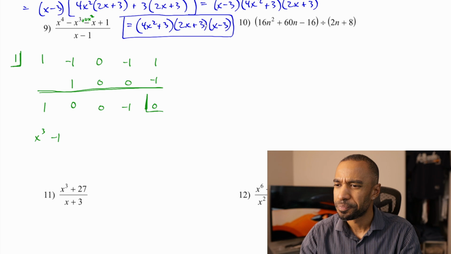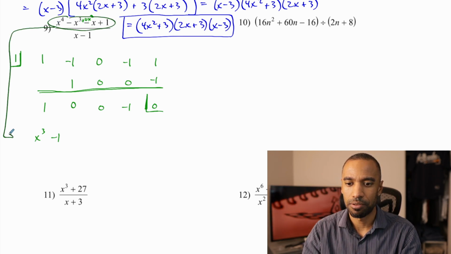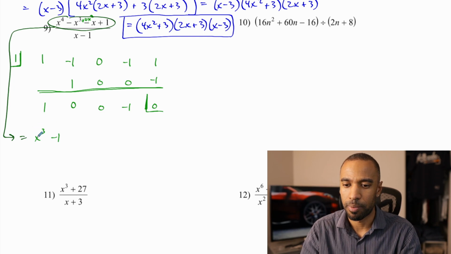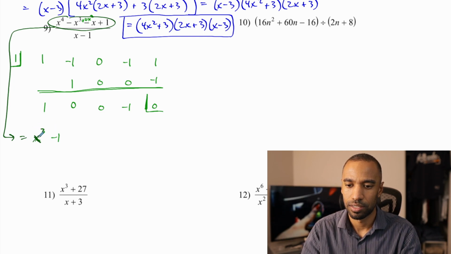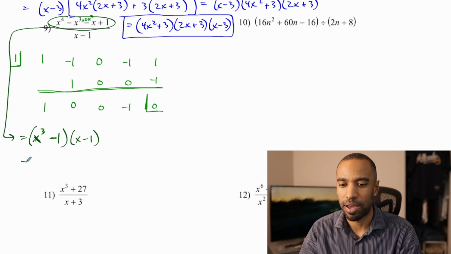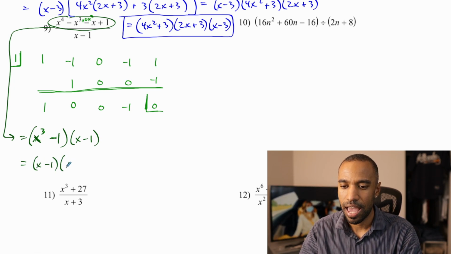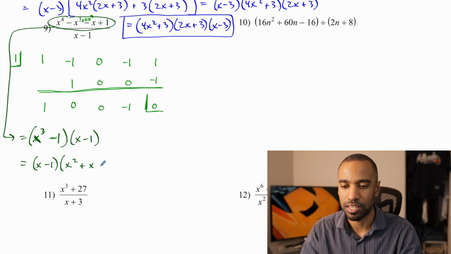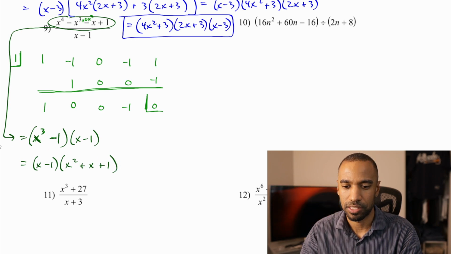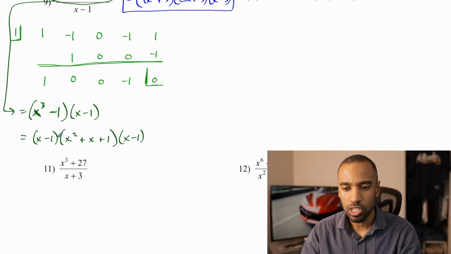So this guy here factors down to x cubed minus 1 times x minus 1. So x cubed minus 1 in and of itself is x minus 1 times x squared plus x plus 1. That's the difference of two cubes thing going on. And this multiplies by x minus 1. This could be the final answer.